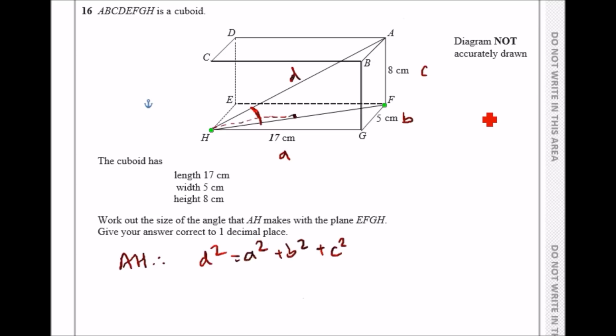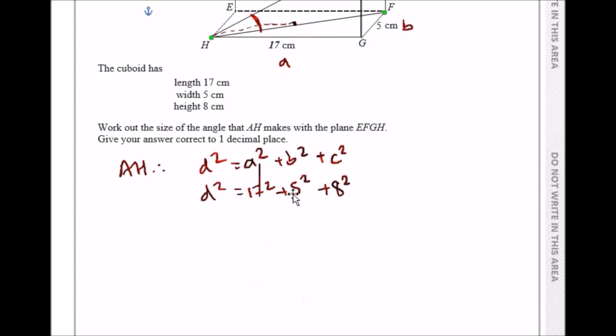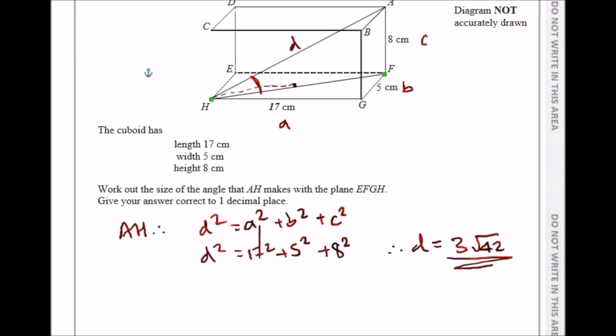And because we have A, B, C, we can say, therefore, D squared equals 17 squared plus 5 squared plus 8 squared. Now, all you have to do is put this in your calculator and evaluate it. You should get 378, and the square root of that figure on the calculator is exactly 3 root 42. So this is what the calculator says. You might get a similar answer, but this is a simplified version. So that's the whole diagonal of AH.